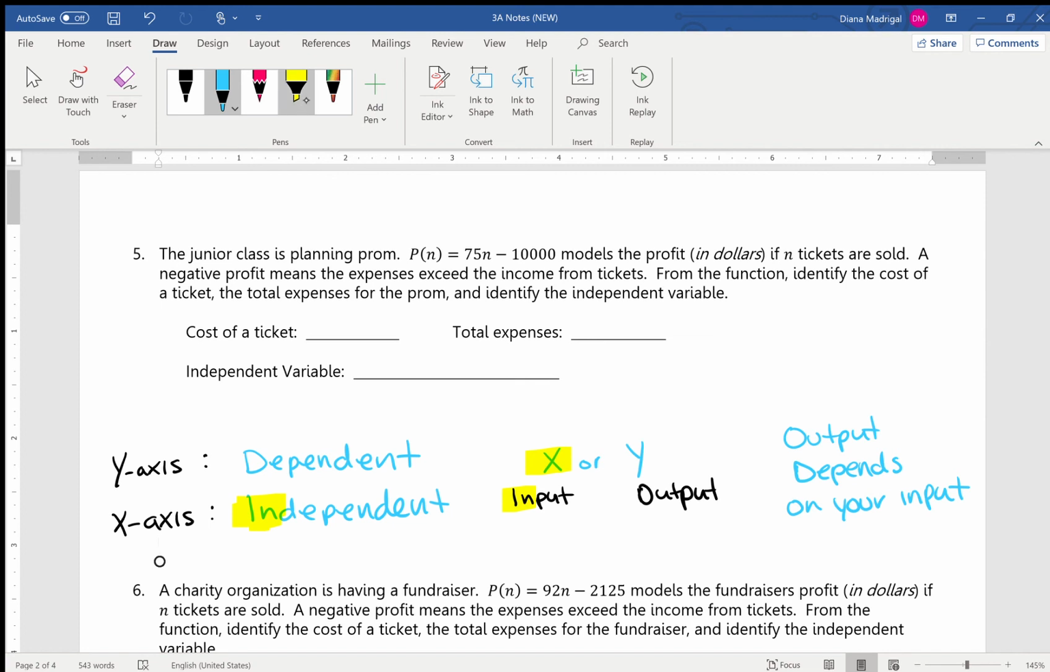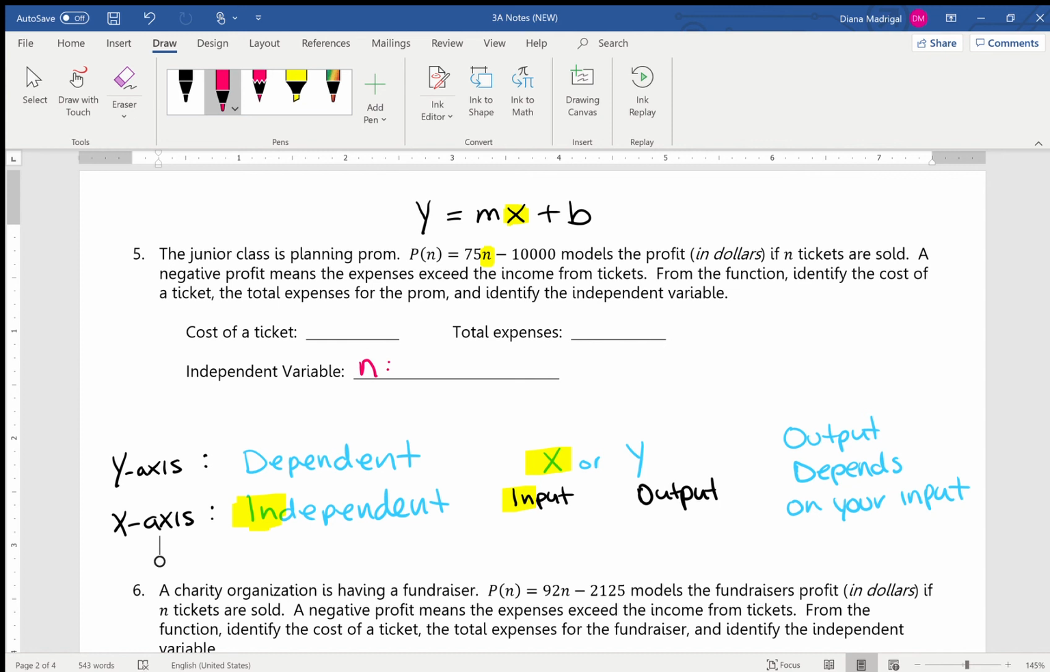Okay, so back to my problem. They ask us to find the cost of a ticket, the total expenses, and independent variable. Let's start with my independent variable. Now that I know my independent means X, which means your input. Remember, your input is always next to your slope. So don't forget, P of n is actually saying y equals mx plus b. Right? That's my equation of a line. All right. So my input, my x, will always be next to your slope. In this problem, my input is n. That's going to be my independent. So my answer for this is that independent is talking about the letter n.